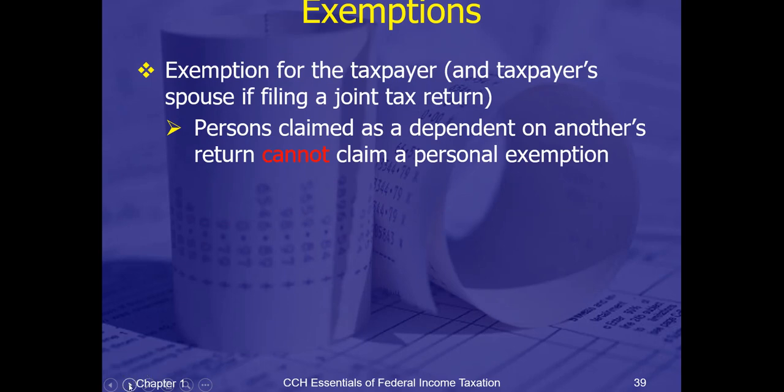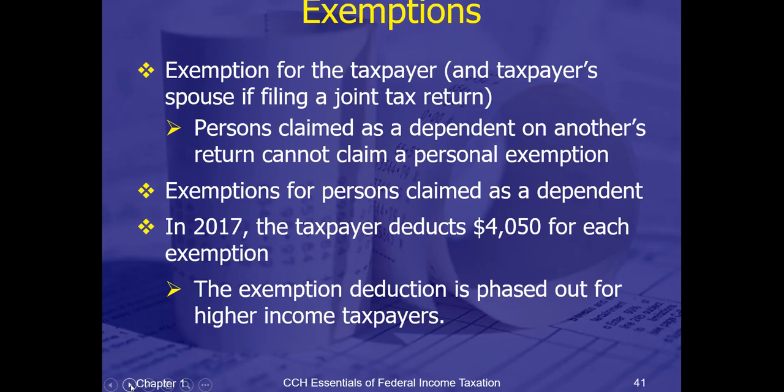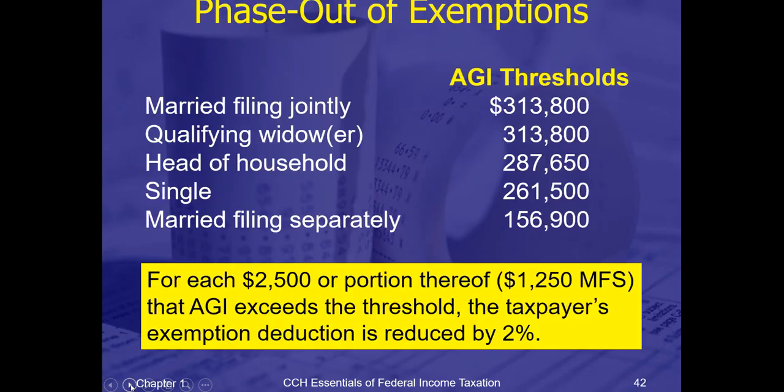Exemptions. If you are claimed as a dependent, exemptions are one place. They can be only claimed by one individual. So if the parents claim someone as an exemption, that child cannot do so, or vice versa. So if you're claimed on somebody else's return, you cannot be claiming on your own return. For 2017, that's $4,050 for each exemption and is phased out over these thresholds.